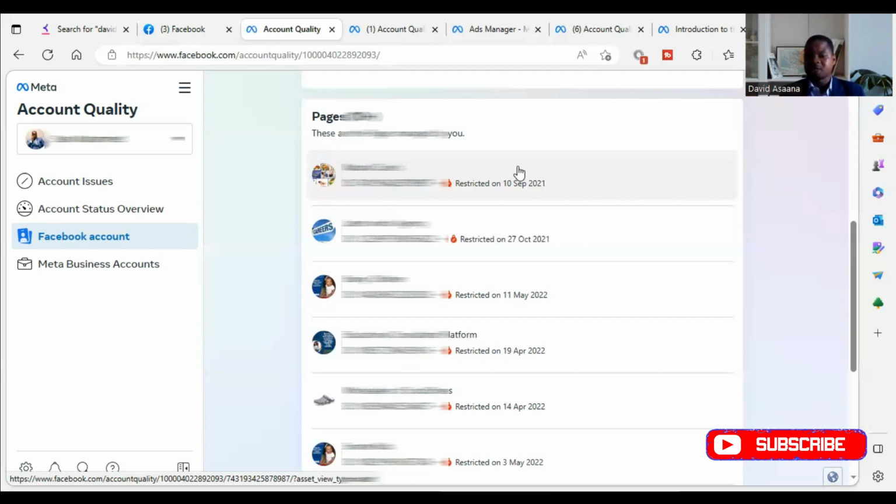For security reasons, some of the things that you may see are blurred, but what is most important is for you to see the restrictions aspect and then the procedures that you can follow to get back.